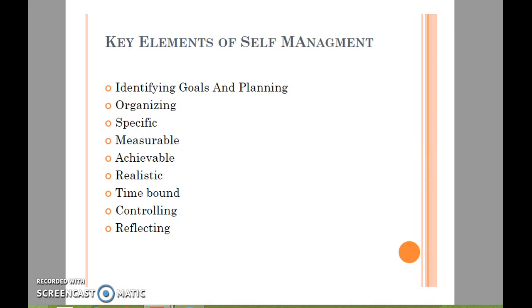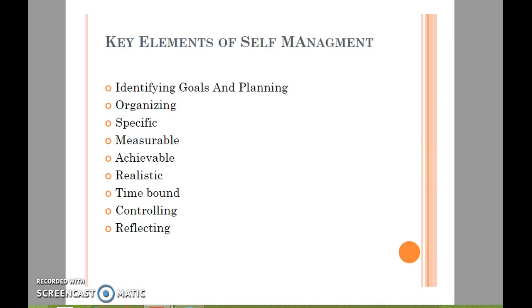So you plan according to your exam timetable. You decide your topics. Suppose you have collected the study material and give importance to the important topics. Okay, this is all about identifying goals and planning.